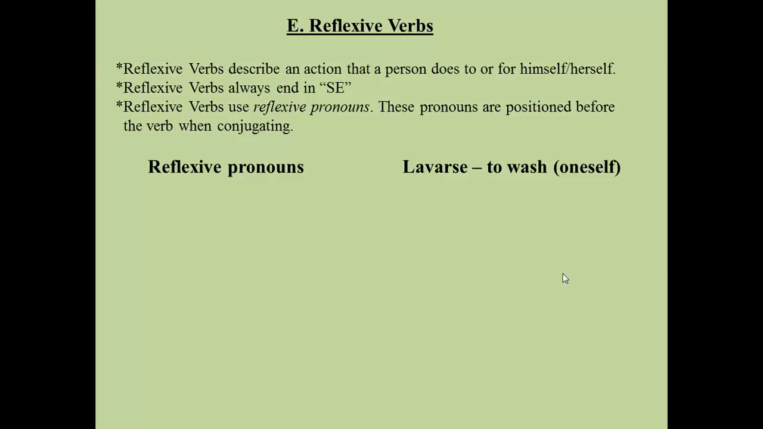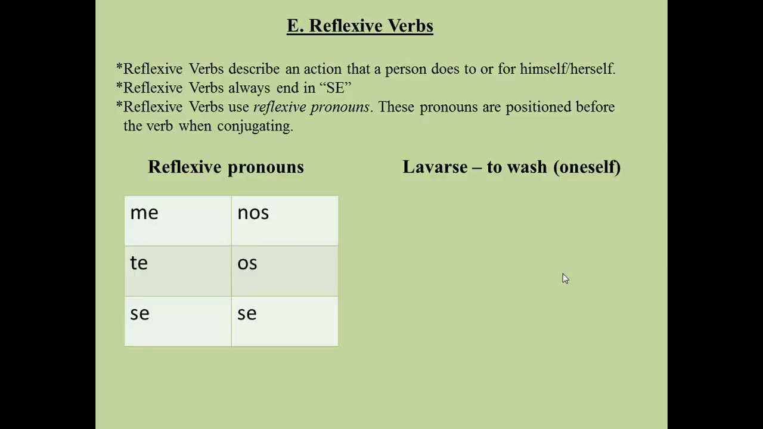All right, then finally we've got our reflexive verbs. So remember, reflexive verbs describe an action that a person does to or for himself or herself. And they always end in se when they're in the infinitive. And reflexive verbs use reflexive pronouns, and they are positioned before the conjugated verb. So the reflexive pronouns are me, te, se, nos, os, se.